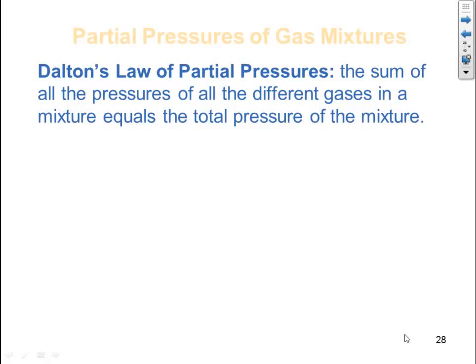Dalton's law of partial pressure states the sum of all pressures of all the different gases in a mixture equals the total pressure of the mixture. So P total is equal to the summation of all your partial pressures.